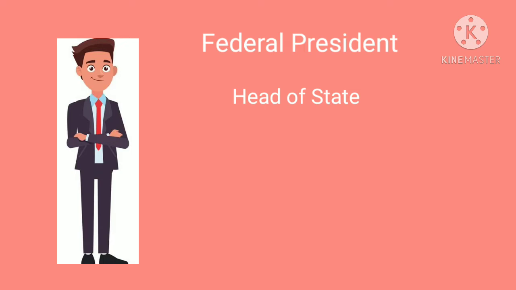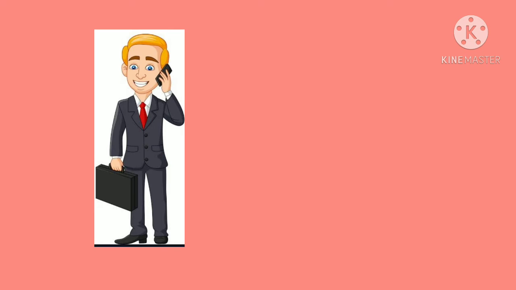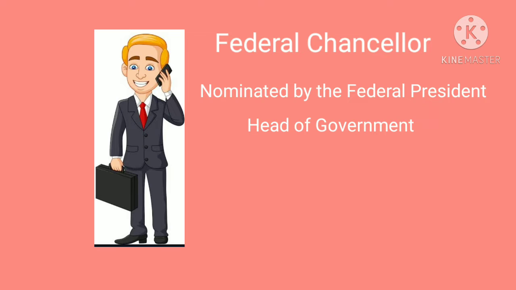Austria. The politics of Austria function in the structure of a federal parliamentary representative democratic republic. The federal president is head of state, who is elected by popular vote for a 6-year term, and the federal chancellor is head of the government and is nominated by the federal president.